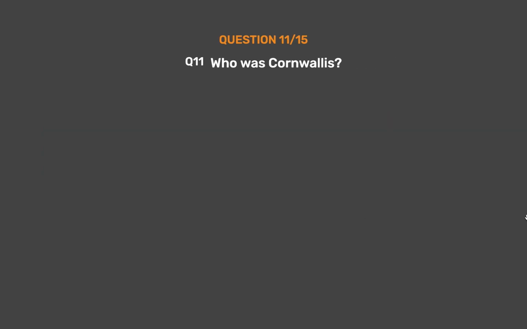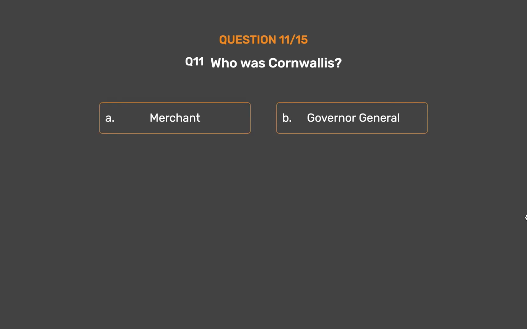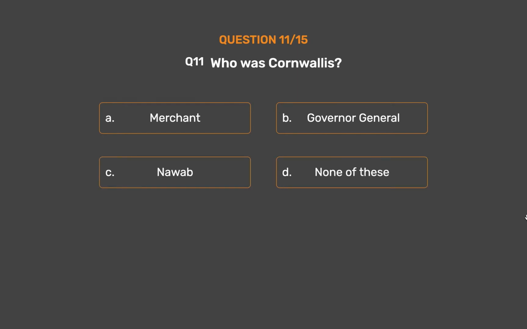Question number 11. Who was Cornwallis? Option A, merchant. Option B, Governor General. Option C, Nawab. Option D, none of these.